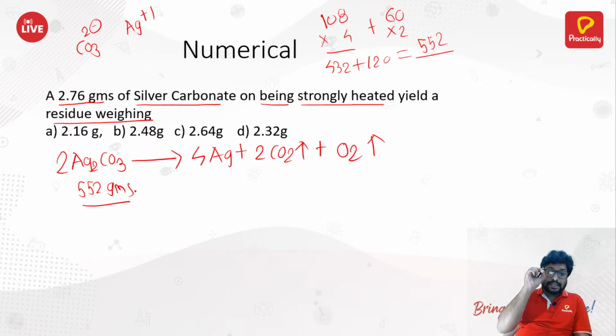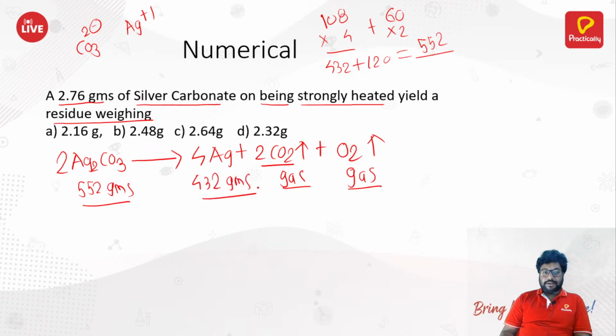What we need to focus on here is the residue, because they have been asking about the amount of residue formed from that given amount. Okay, so residue is what? Solid, right? Because this is gas, that is not residue. This is also not gas. Ag is a solid. So you got 432 grams of silver here. So 552 grams of silver carbonate gives you 432 grams of silver.